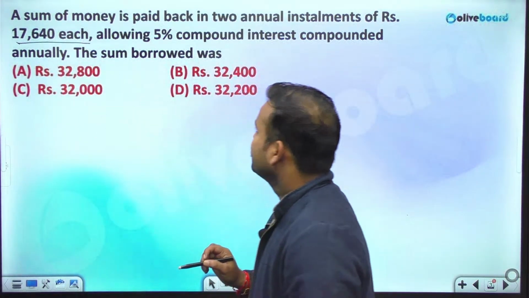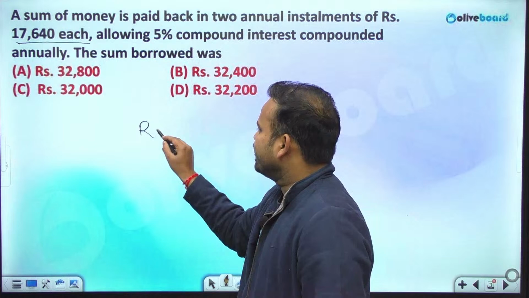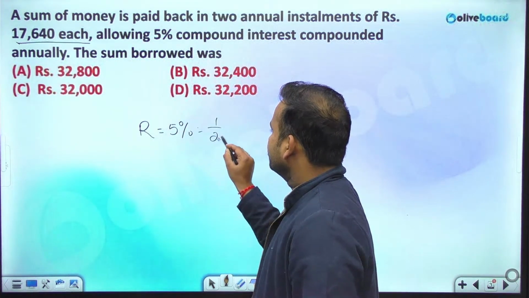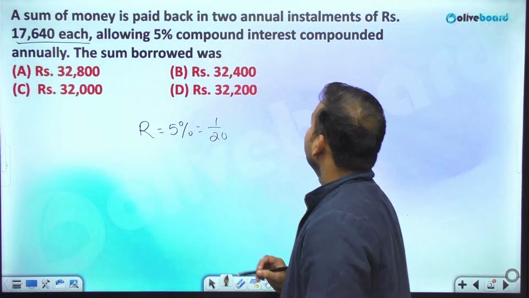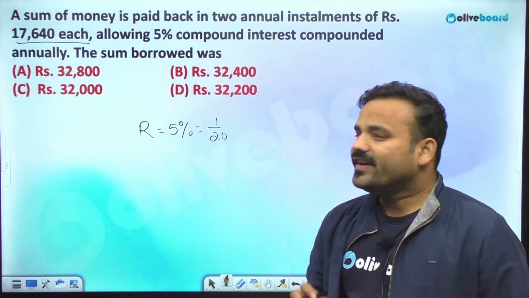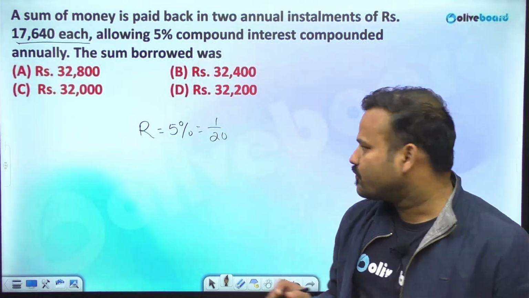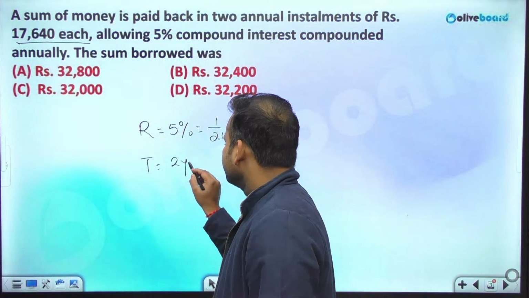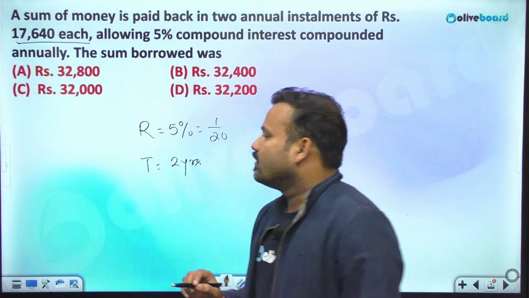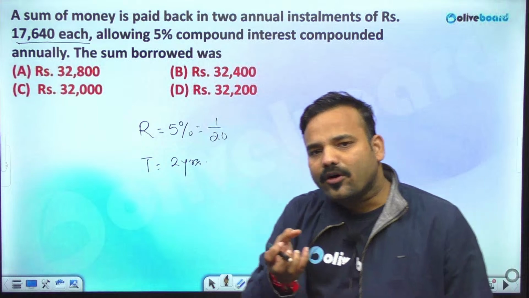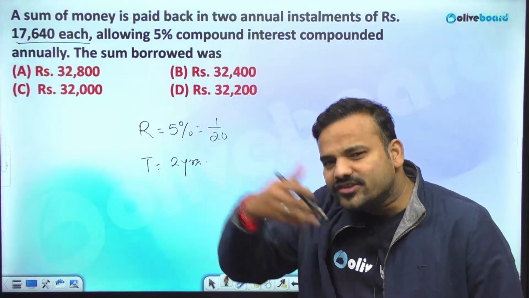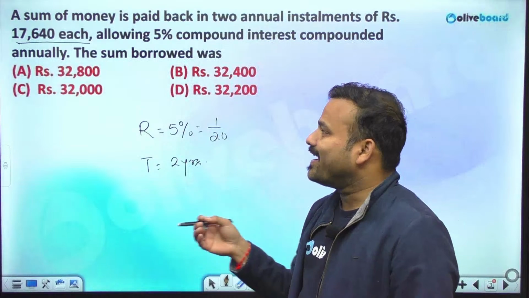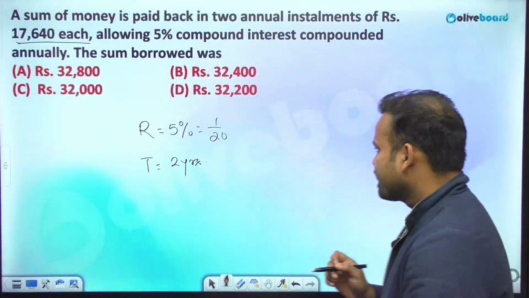Fine. The rate of compound interest given is 5%, which is basically nothing but 1 by 20, right? The fraction value of 5% is 1 by 20. We need to calculate the sum borrowed. What was the sum which I had borrowed? I am paying it in 2 yearly installments. I borrowed a certain sum, and I'm giving it back in 2 installments, and the value of each installment is mentioned, right?